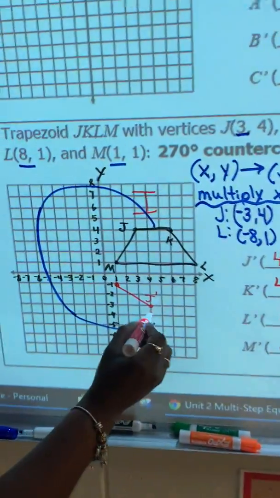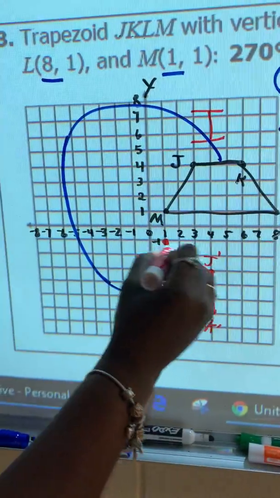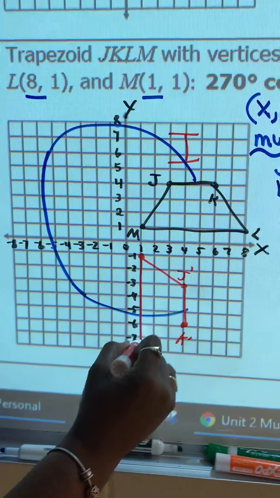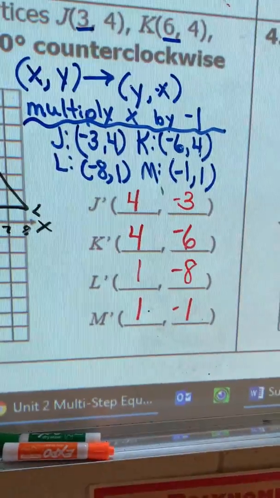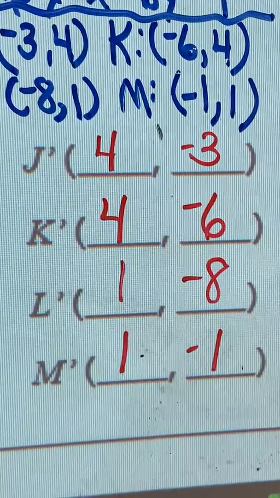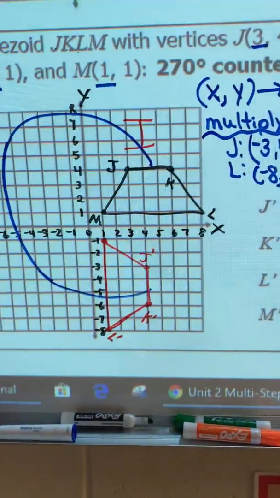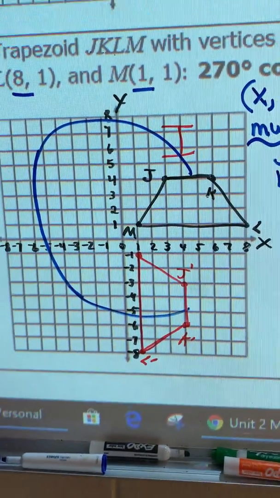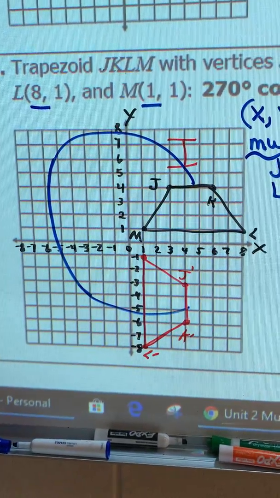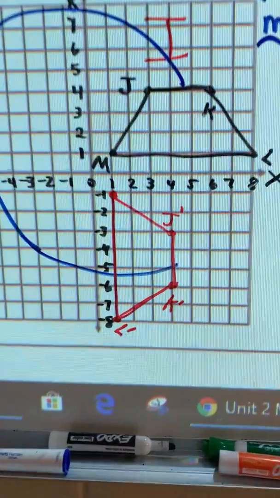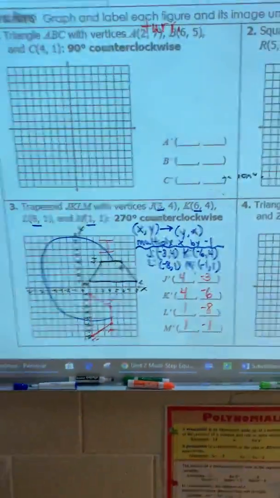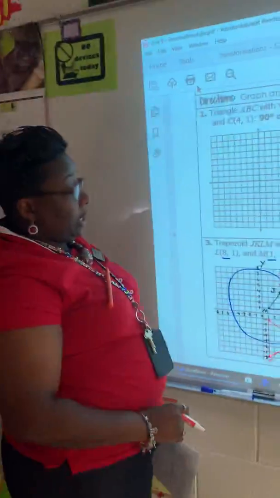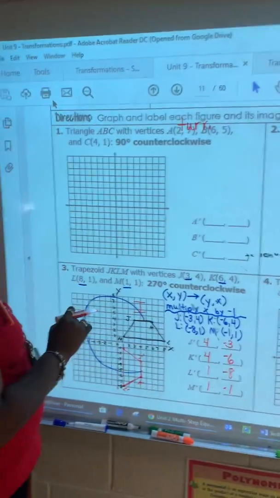Remember, I stated in class that you do have to read and also be able to comprehend, just like you do in reading text and language arts and science and social studies. So now you have the trapezoid that is rotated 270 degrees. I'm going to go back to number 1 and do 90 degrees counterclockwise.